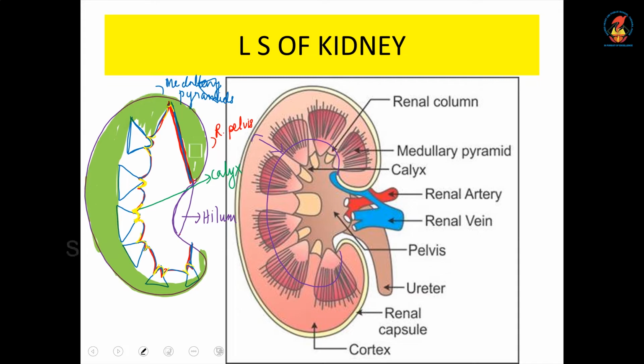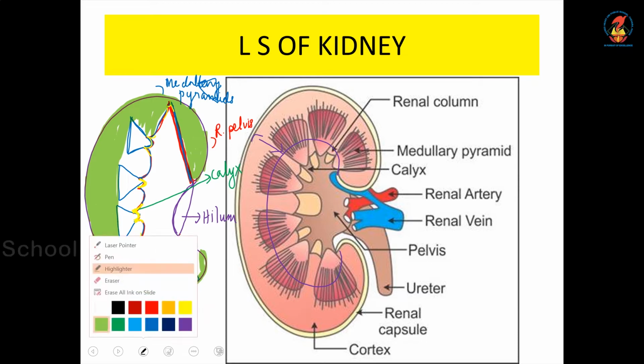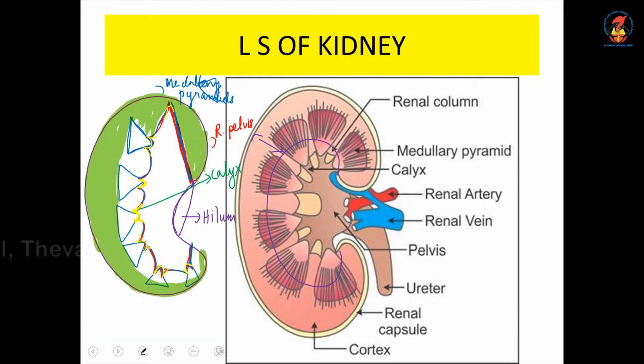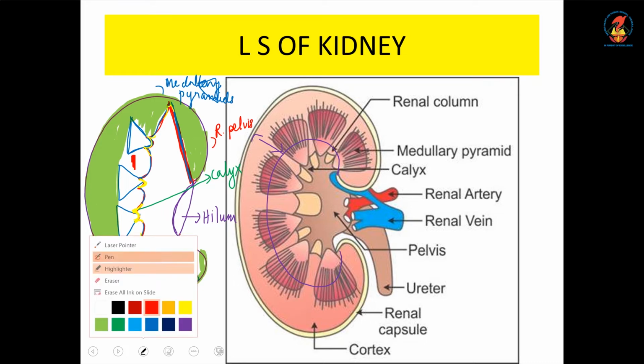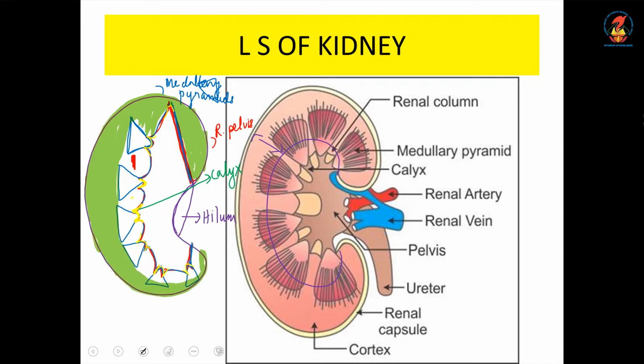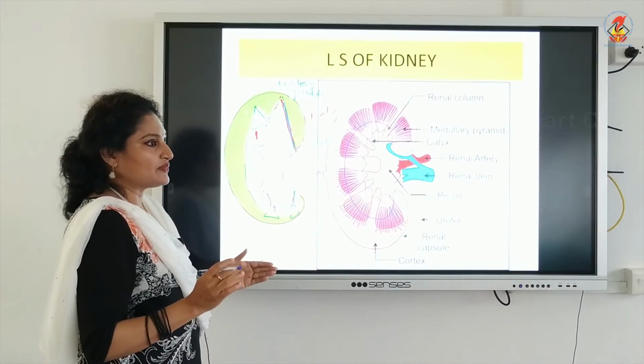So I have covered the cortex, but it is not complete. You can see intervening regions between the medullary pyramids. See, if I highlight it, this gap, this gap, this gap. This intervening space or regions in between the medullary pyramid, what are they?